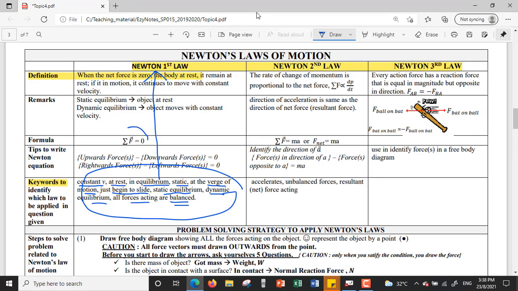What is Newton's first law? The summation of forces equals 0. Everyone understands force is a vector quantity. So when I say the summation of force equals 0, it means the summation of the x component forces is 0, and the summation of forces along the y component is also 0. You can resolve it into X and Y components, and both components must equal zero. Okay? So that is Newton's first law.